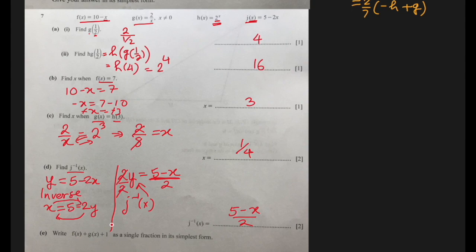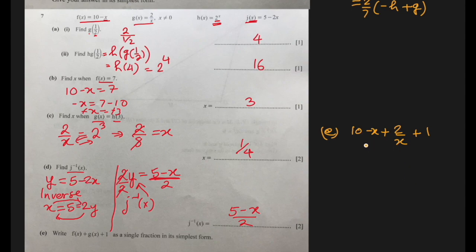Write down f(x) plus g(x) plus one as a single fraction in its simplest form. f(x) is 10 minus x, this is part (e). So 10 minus x plus g(x), which is 2 over x, and then plus 1. We have to write this in simplest form as a single fraction.